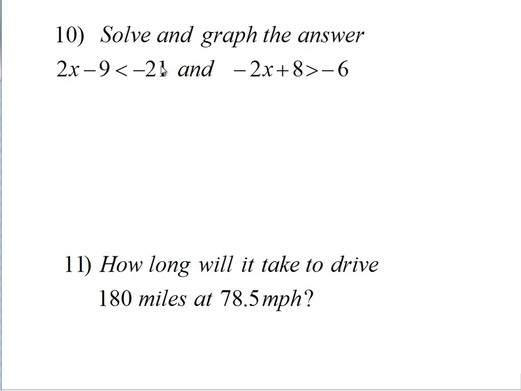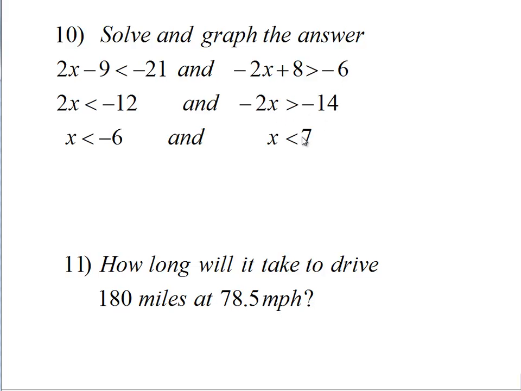Okay, 10, solve. If you'll solve this one, add 9 to both sides. So negative 21 plus 9 should be negative 12. Divide by 2, so x is less than negative 6. With this one, subtract 8, you get negative 14. Divide by negative 2. Makes it less than, because we divided by a negative, 7.